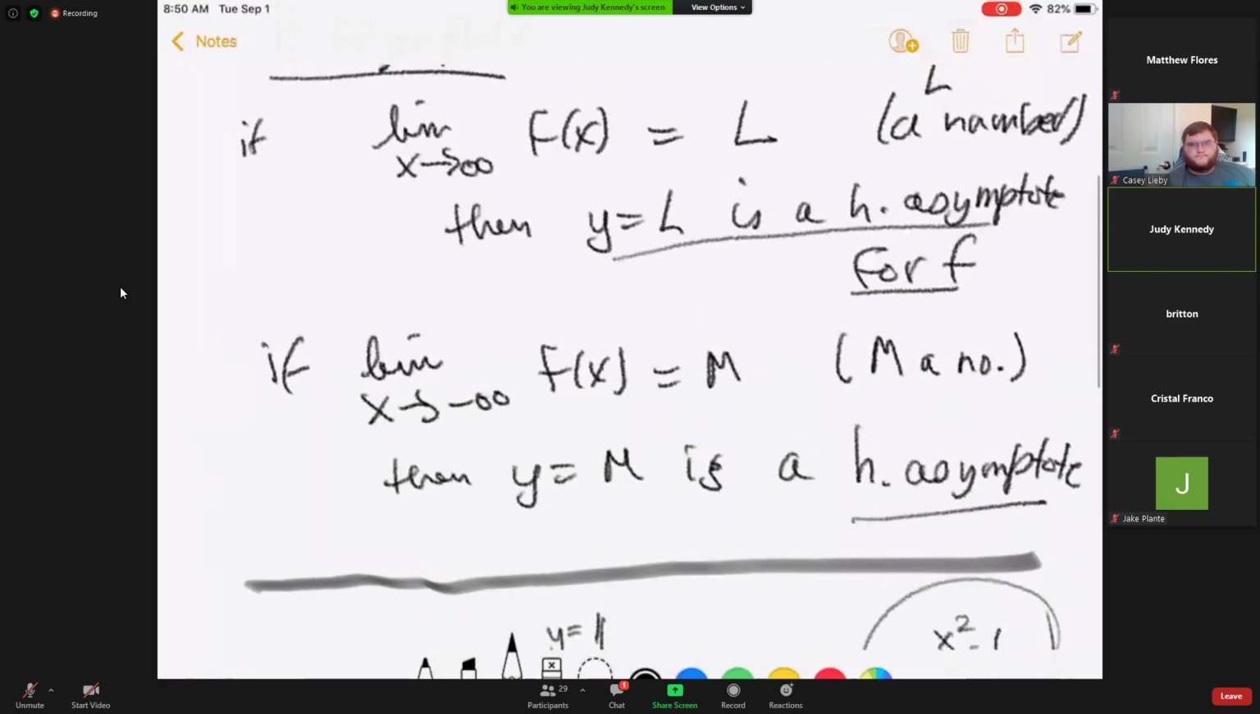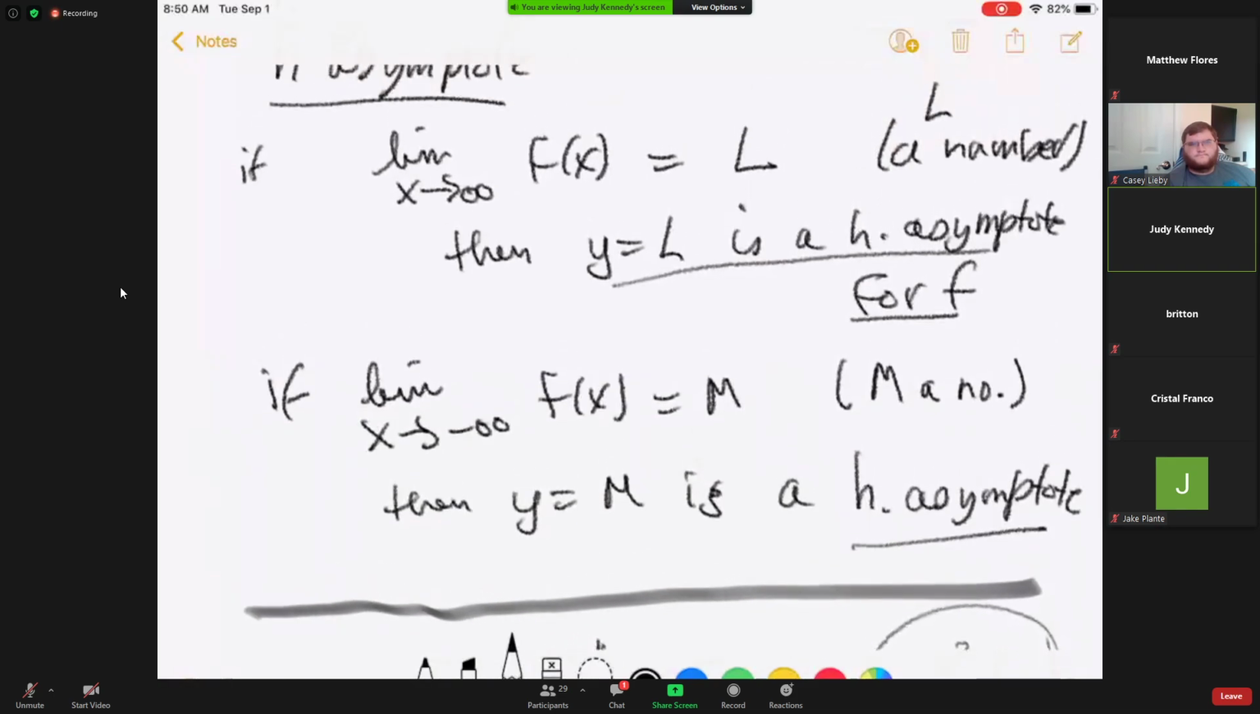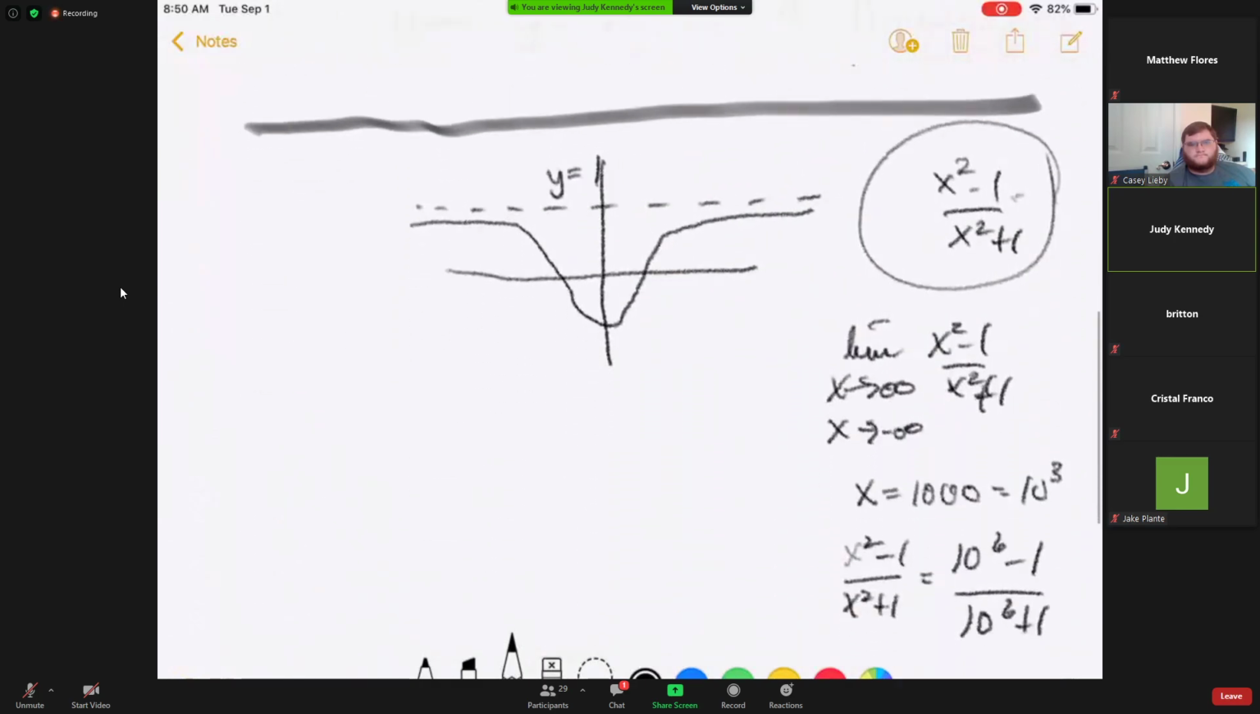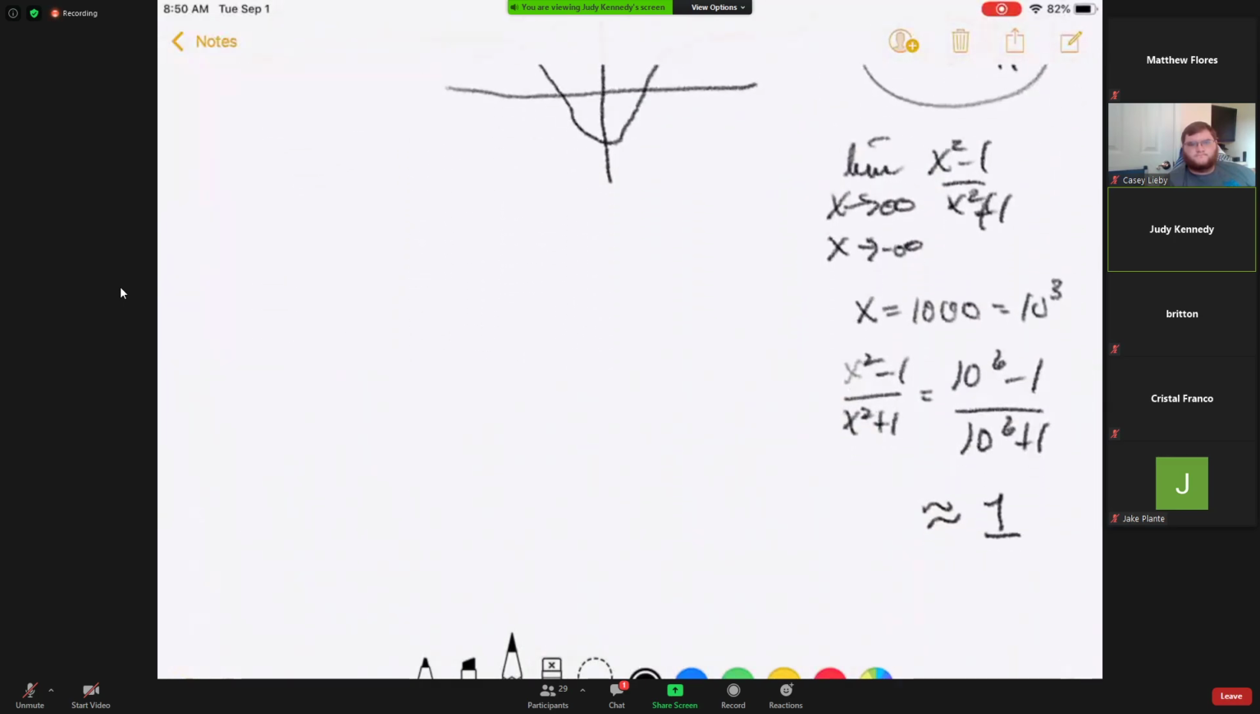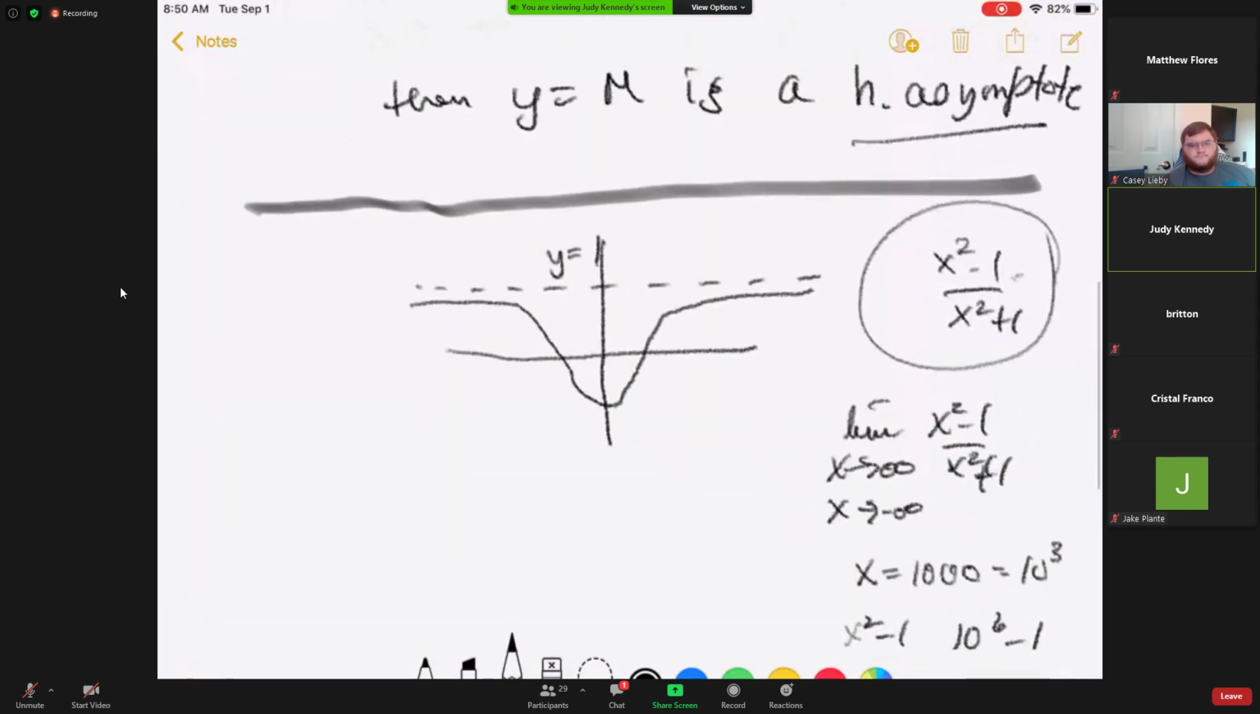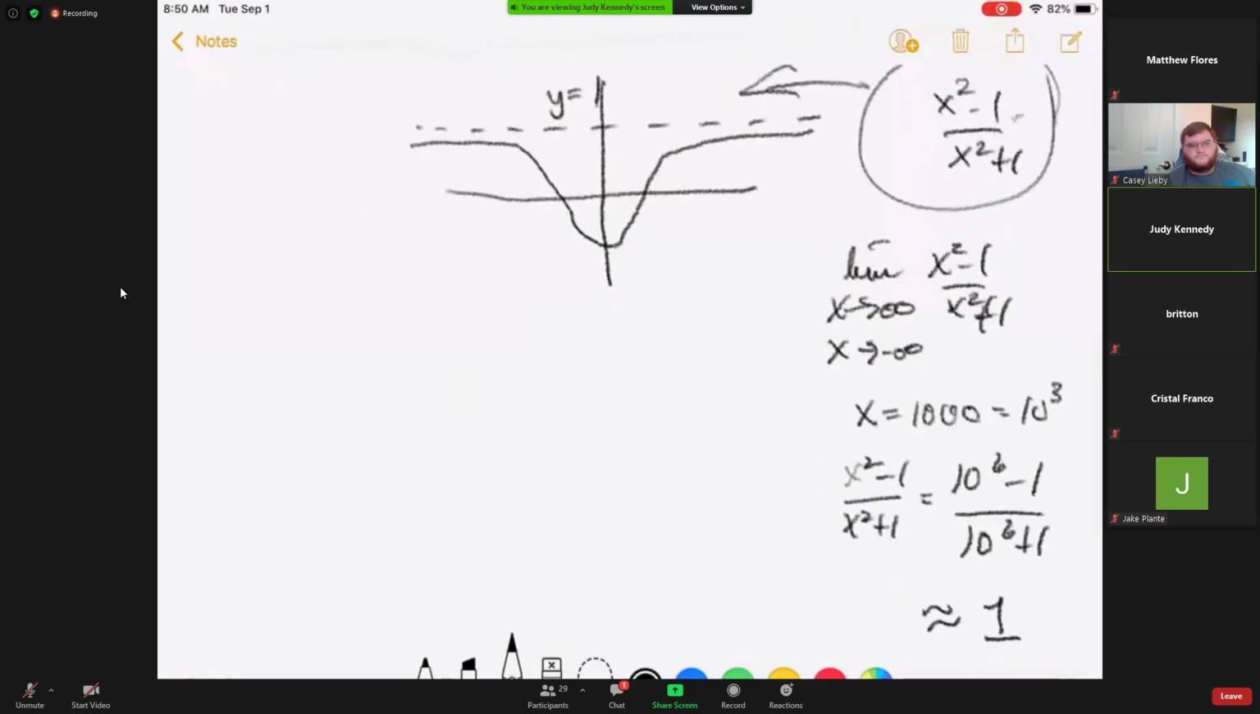We're going to talk about horizontal and vertical asymptotes later. We're going to start talking about a special kind of limit called a derivative. And oh yeah, before I do that, okay, so this function has a horizontal asymptote.